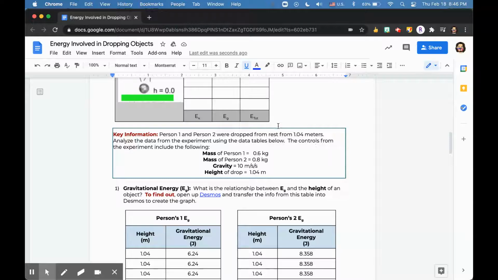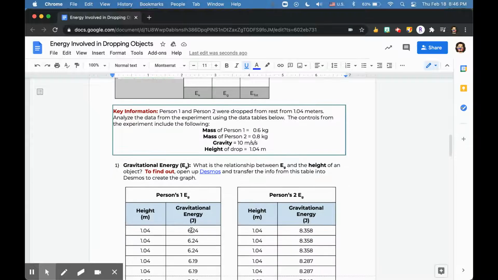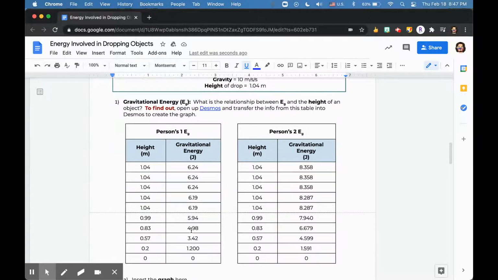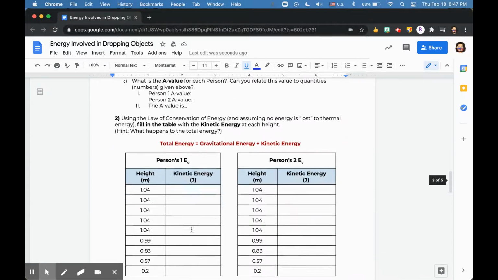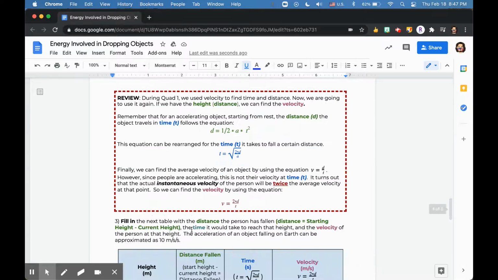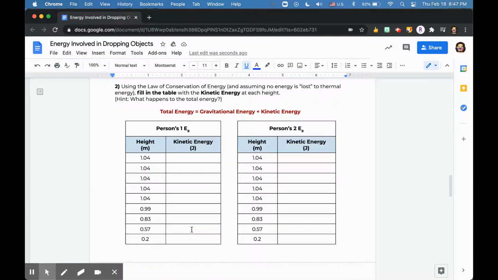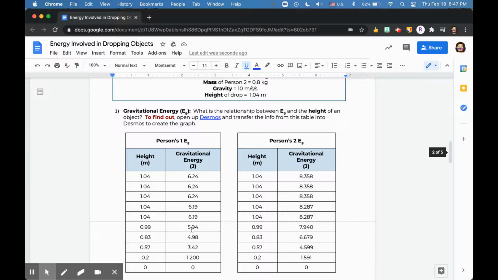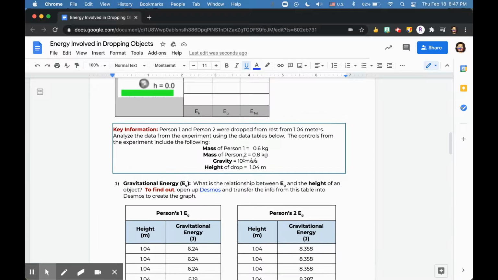All right, so the next part of this assignment is to use the information and figure out all the relationships between the different types of energy and to solve for different things. So we're going to focus on gravitational energy first, but before we even get there, we need to read this key information. Person 1 and person 2 were dropped from a resting position of 1.04 meters.